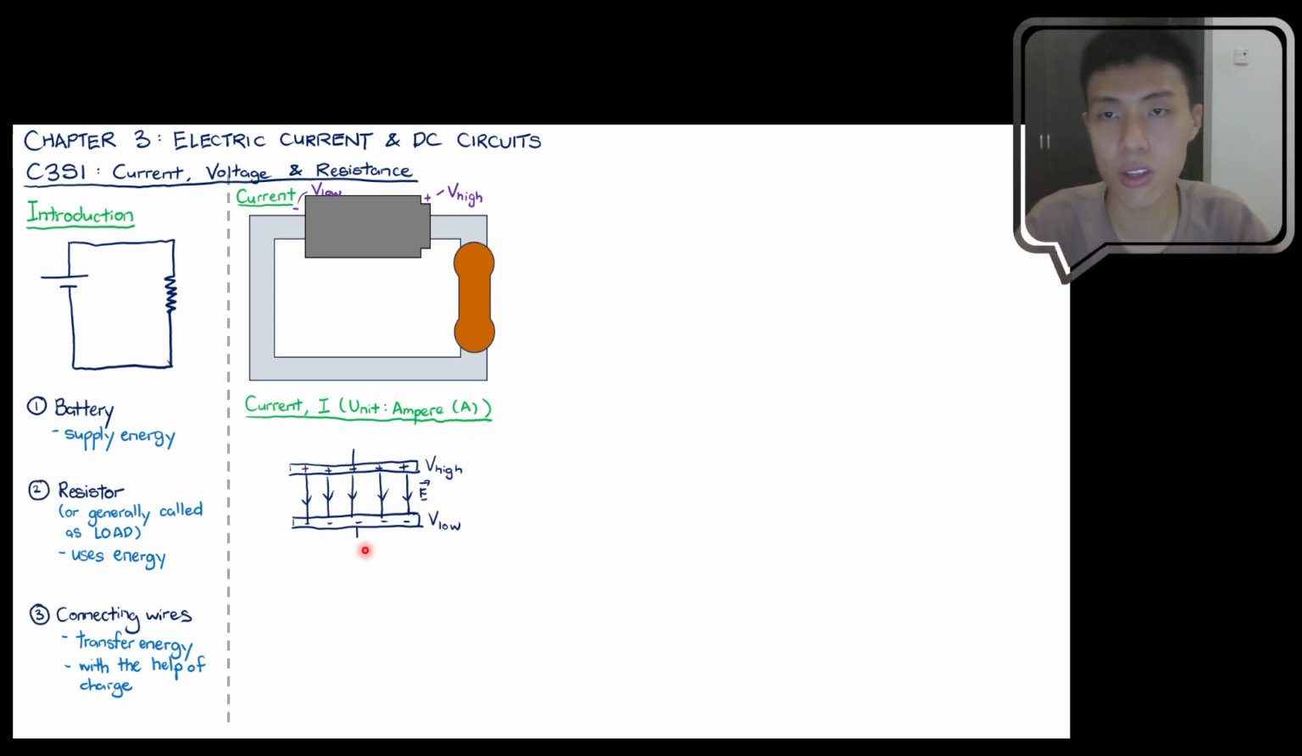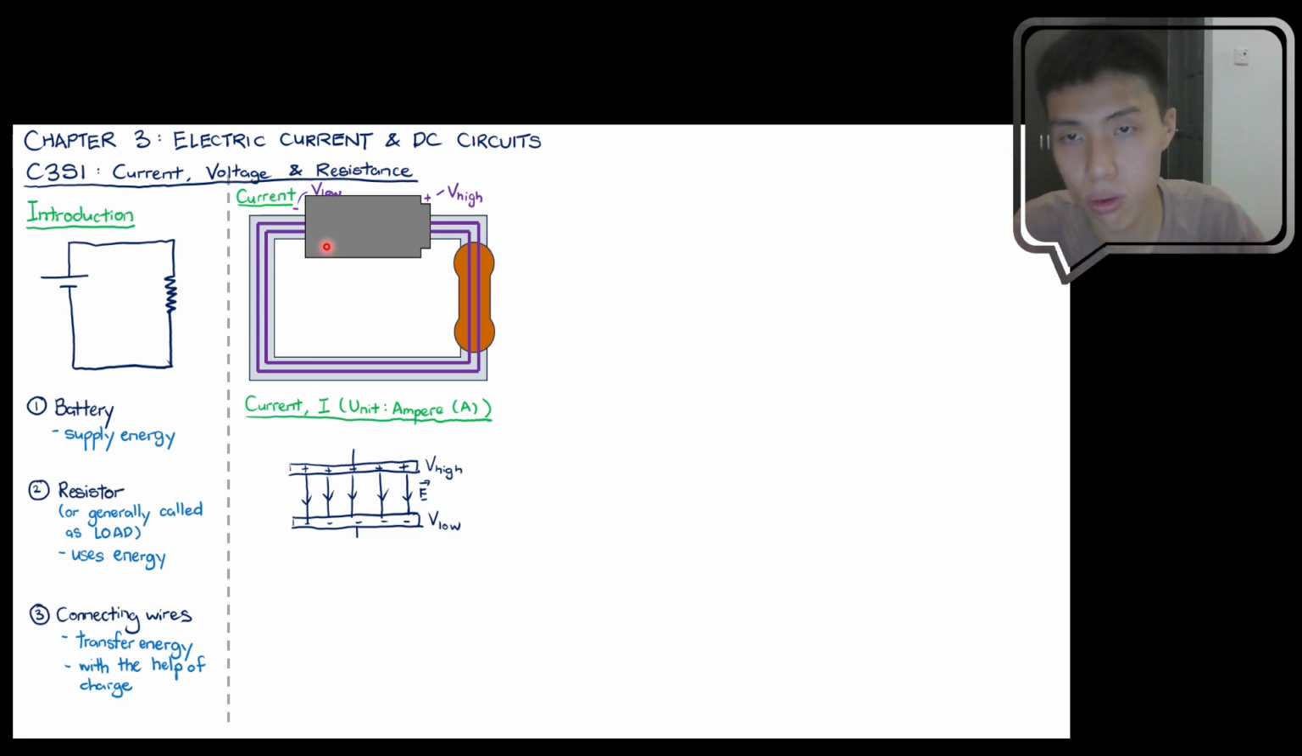So carrying that story into this current circuit over here, we know that this is V high, this is V low, right? So if you're observing the connecting wires, what will happen in the connecting wires is there will be an electric field that is pointing from the high potential region to the low potential region. So we should expect some kind of electric field going in this clockwise direction from the high potential region to the low potential region outside the battery. So this is what we should assume.